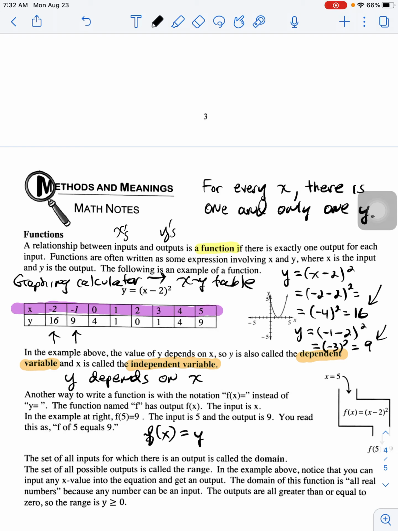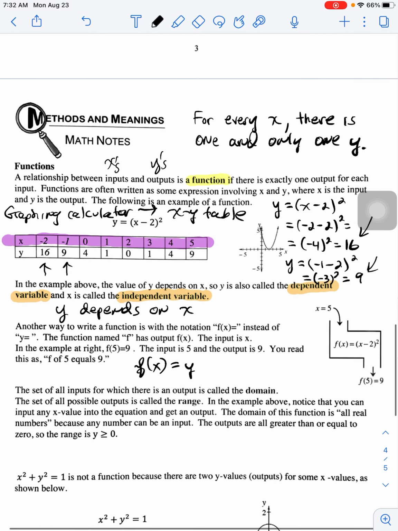The input is x. And in the example at the right, f of 5 is equal to 9. The input is 5 and the output is 9. You read this as f of 5 equals 9. So when you're doing the function machines, here's your input, what you start out with, and then when you plug in and you get your answer, that's going to be your output. Okay, and that'll become a little bit more clear when I go back up to that other sheet.